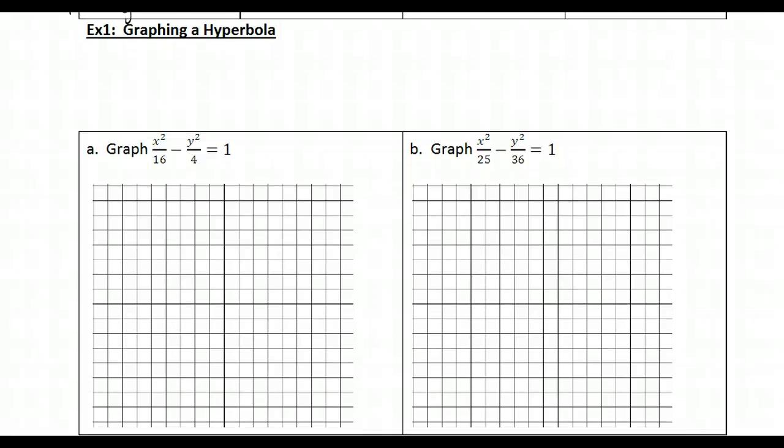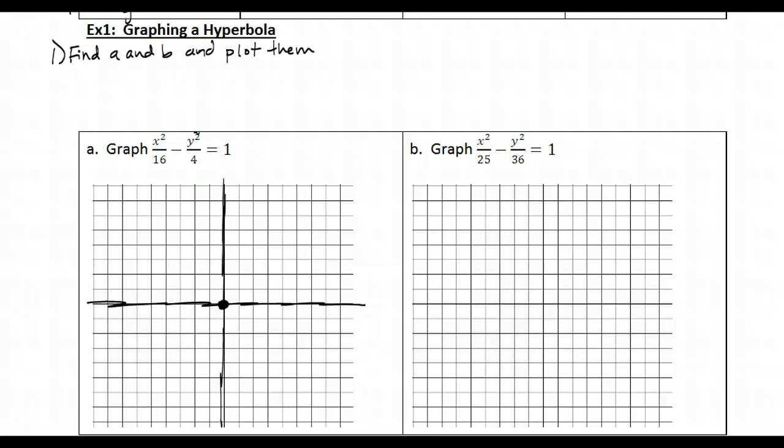So the first thing that we want to do is find a and b so I can figure out how far from the center my vertices are. So we are going to find a and b and plot them. And remember, my center is always going to be at 0, 0. And we also kind of know it's at 0, 0 because I don't have anything with x and I don't have anything with y. You'll learn how to do translated hyperbolas in trigonometry if you go on to that class.